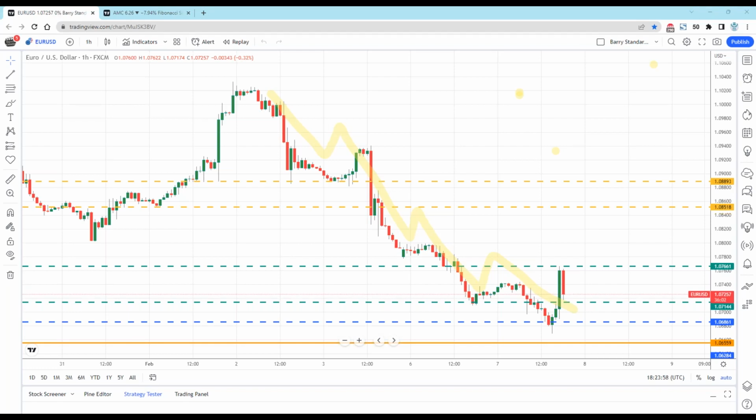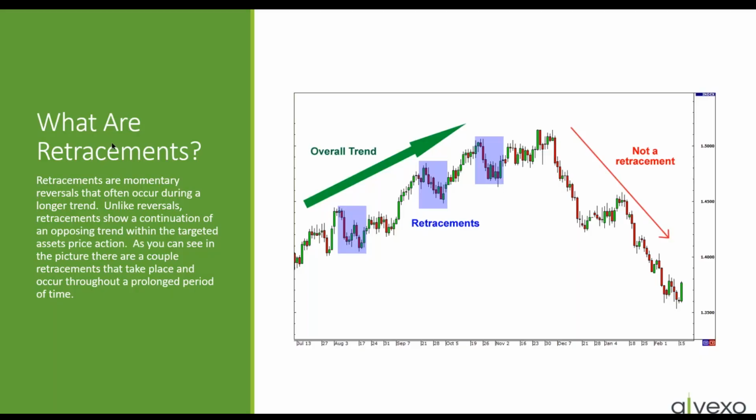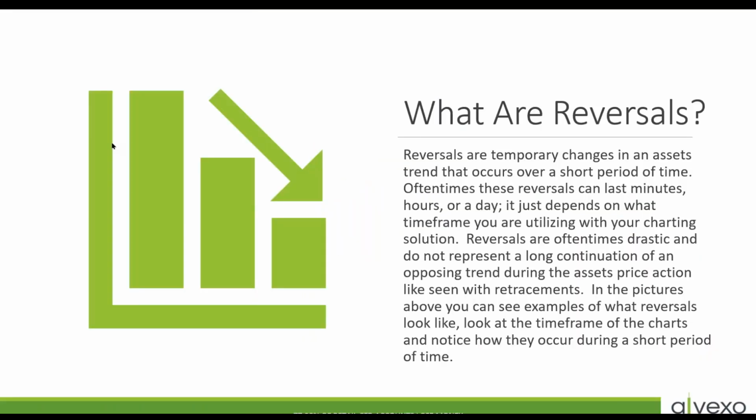So let's go back to my PowerPoint. The question is, what are reversals? Reversals are temporary changes in an asset's trend that occur over a short period of time. Oftentimes, reversals can last minutes, hours, or days. A reversal, more or less, signifies that that current trend movement has expired. It's reversing. Reversals are oftentimes drastic and do not represent a long continuation of an opposing trend during an asset's price action.